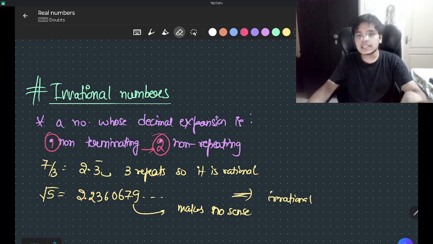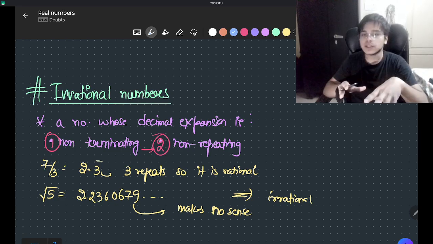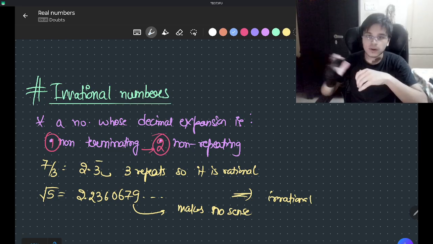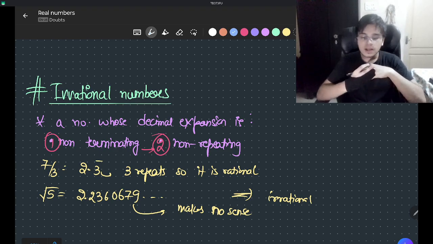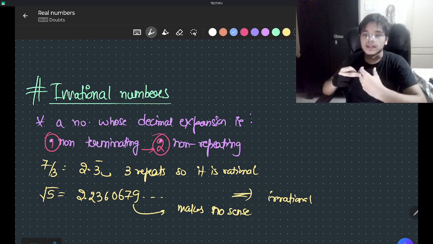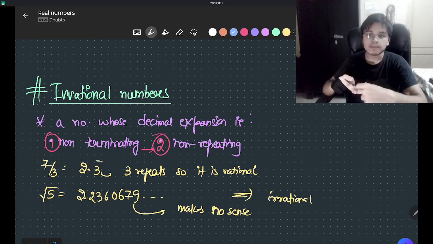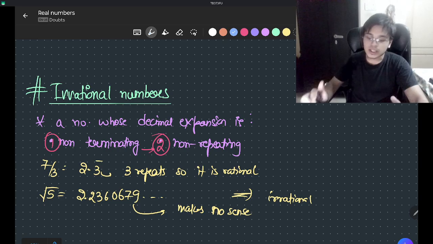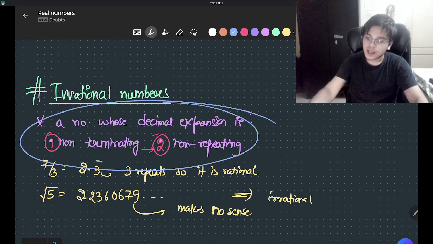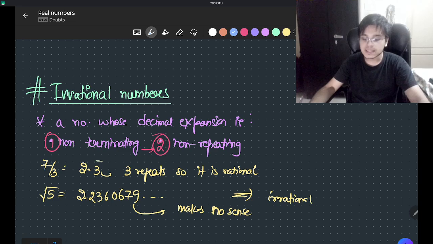Now, an irrational number is anything which does not follow these rules. An irrational number cannot be expressed in the form of p by q with the following criteria. Now, if you want to comment with the help of the decimal expansion of the number whether the number is rational or irrational, you can use this. A number whose decimal expansion is non-terminating and non-repeating is called an irrational number.